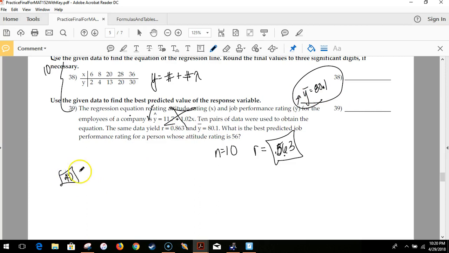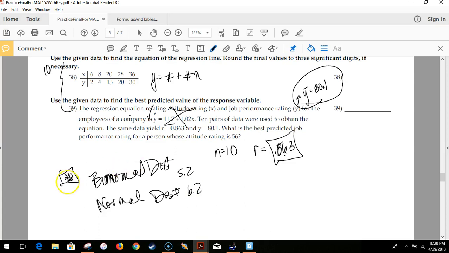The 40th question is either you need a binomial distribution, that's like 5.2, or you need a normal distribution, and that's 6.2. There's a slide. The binomial has like 3 or 4 things on it, and so does the normal distribution. You could pull that up from the Chapter 5 or Chapter 6 PowerPoints.